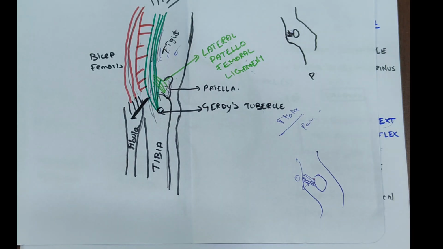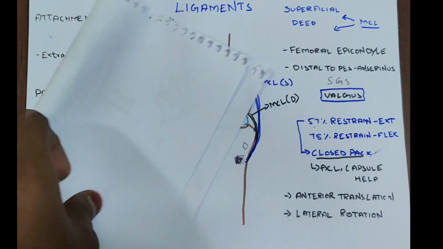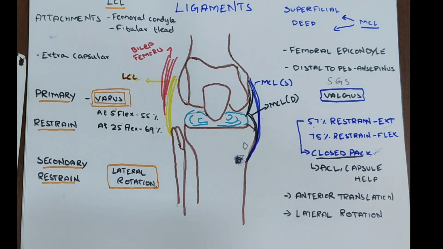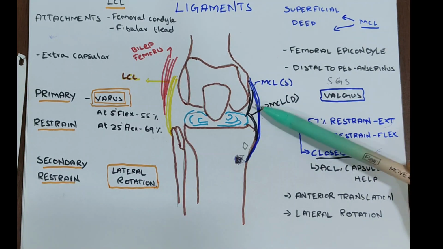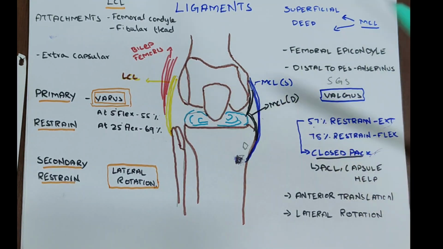I hope you all understood. Let's summarize what we discussed in the class. We saw the MCL superficial layer and deep layer, and the LCL, and how the restraint happens, how the restraint will be less in full extension due to closed back. I hope you all understood.